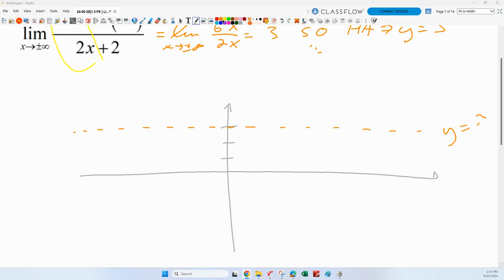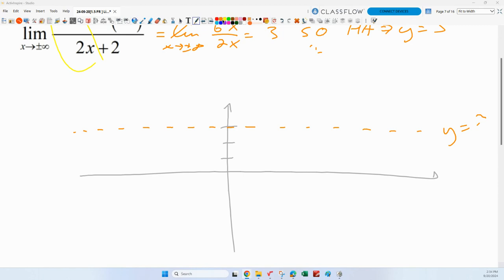Horizontal asymptotes, the most you could have is how many? Well, you can have one for sure. Could you have two? You're right. How come? Well, think about it. What is a horizontal asymptote? Horizontal asymptotes are the limits as x approaches positive infinity and negative infinity.